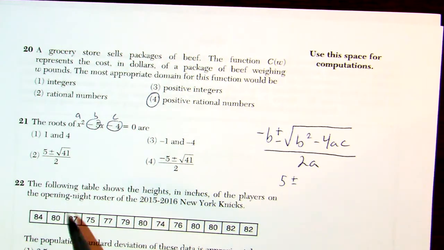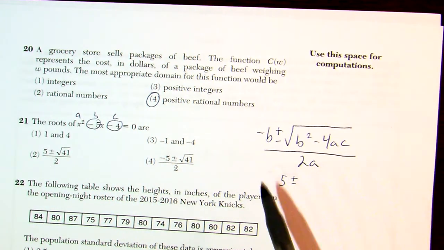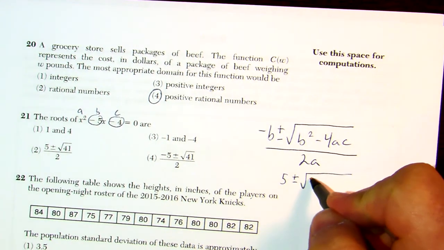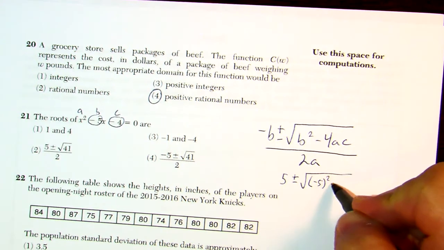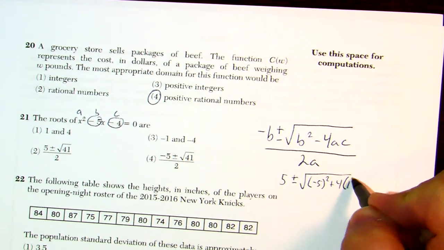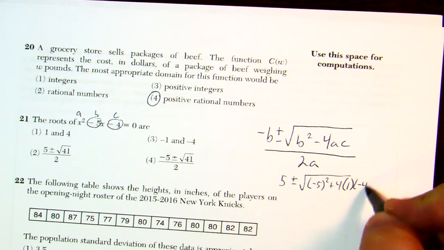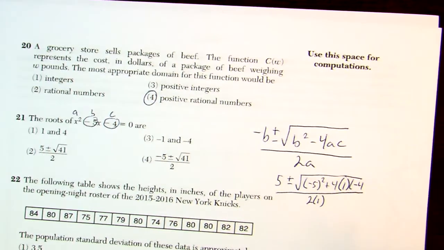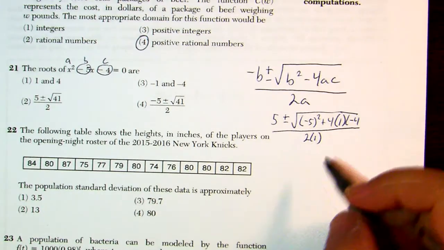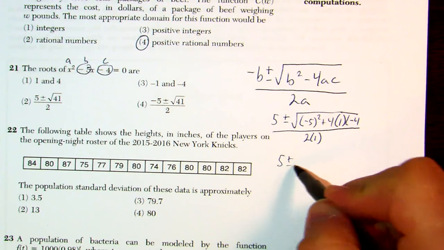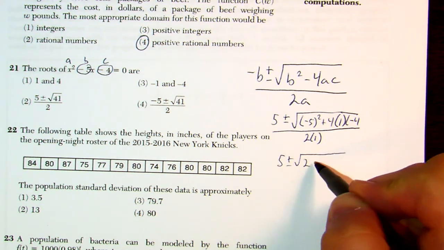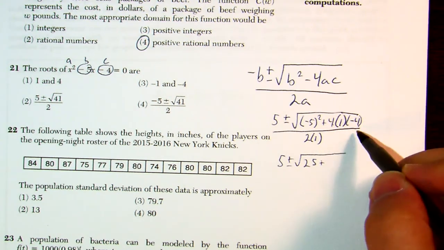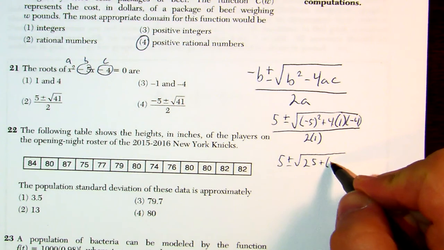Plus or minus, now you could probably guess already what the answer is going to be. B squared, so it's going to be negative 5 squared, plus 4 times a, which is 1, times my c, which is negative 4, all over 2a, which is 2 times 1. Okay, this over here, this is going to be 5 plus or minus the square root of 25, and then 4 times 1 times negative 4 is a negative 16.